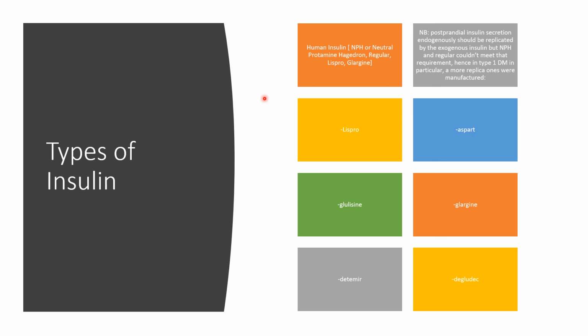Types of insulin. Human insulin is NPH or neutral protamine Hagedorn, and regular. Lispro or glargine. Note this. Postprandial insulin secretion endogenously should be replicated by the exogenous insulin, but NPH and regular insulin couldn't meet that requirement. Therefore, in type 1 diabetes mellitus in particular, more replica ones were manufactured, and they are the lispro, the aspart, glargine, detemir, and the degludec.